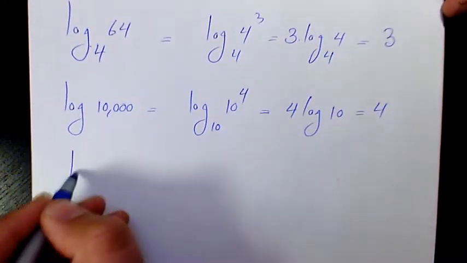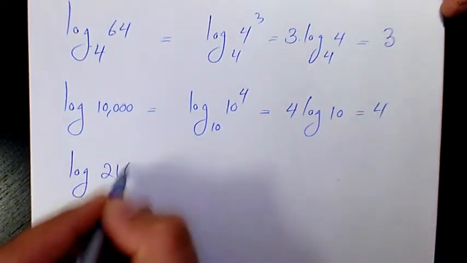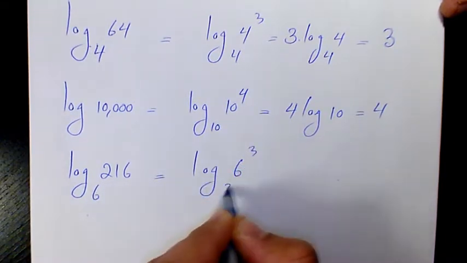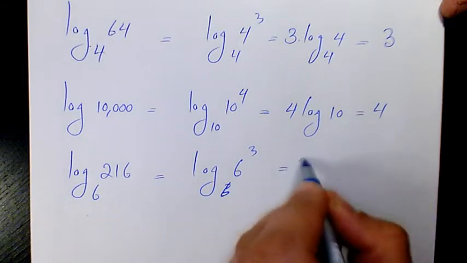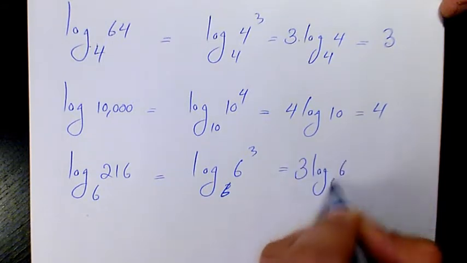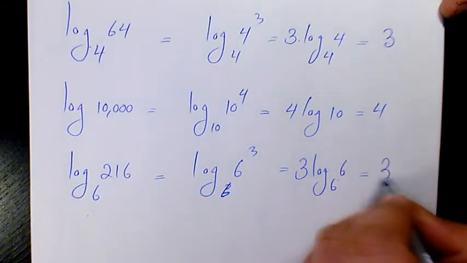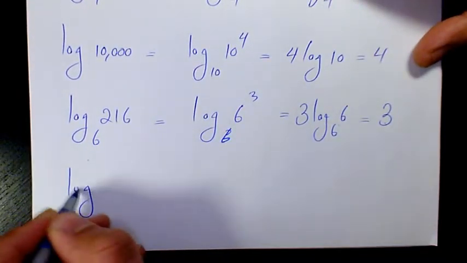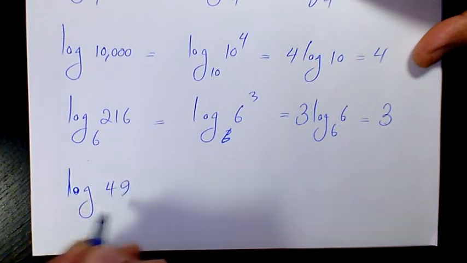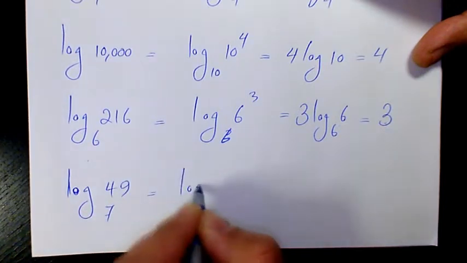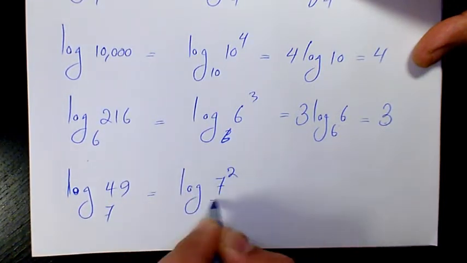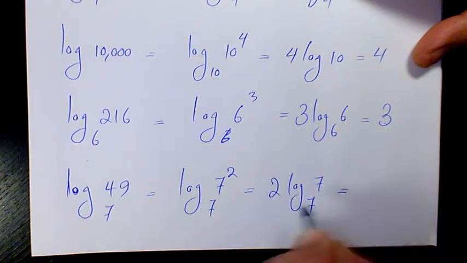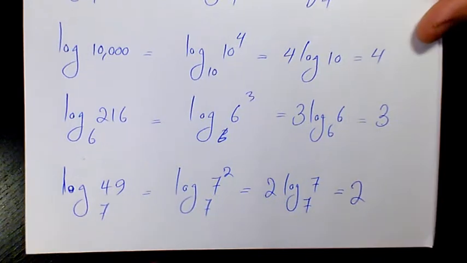Next example, log 216 base 6. 216 is 6 to the power of 3. That's going to be 3 times log 6 base 6, which is going to be 3 times 1, equal to 3. Next one is going to be log 49 base 7, which is going to be log 7 to the power of 2 base 7, which is going to be 2 log 7 base 7. That's going to be 2 times 1 equals 2.